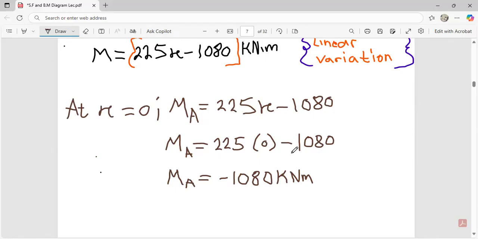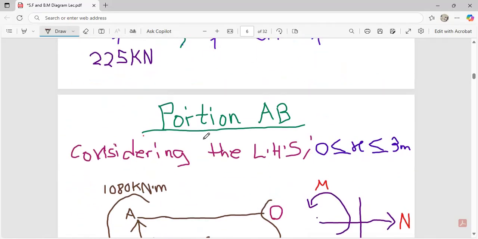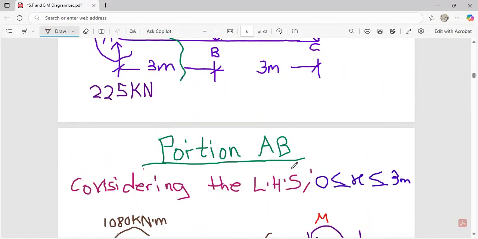From here, what do we do next? Someone said we also have to take moment at x is equal to 3 meters. Very good. So it means that we're going to also do at x is equal to 3 meters. We repeat the same thing again. This time it is no more MA, it becomes MB. You understand? Because we are talking about portion A, B. So if we talk about A, we have to come and talk about B too.